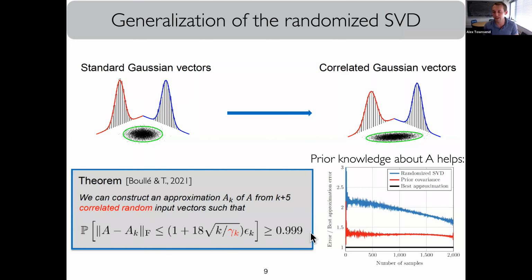Okay, and this is just showing you that actually this can outperform the randomized SVD, because you can bias the inputs in such a way that, if I know something about A, I can bias the inputs so I probe the parts that I don't know. So that's just an aside. But the reason that we need correlated Gaussian vectors to do Green's functions is because we can now have a continuous analog of the randomized SVD.